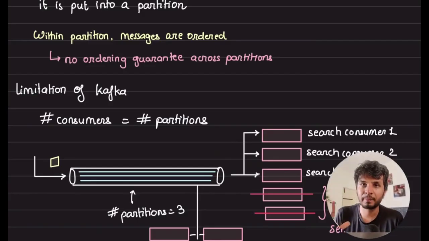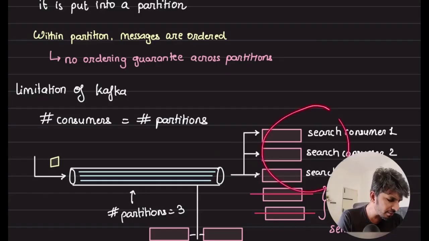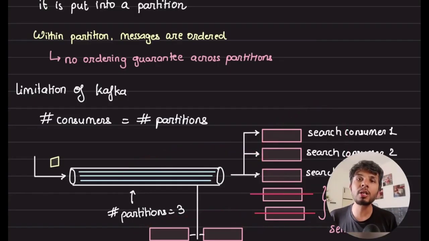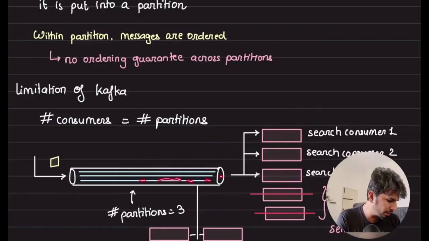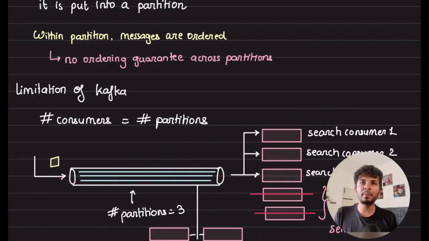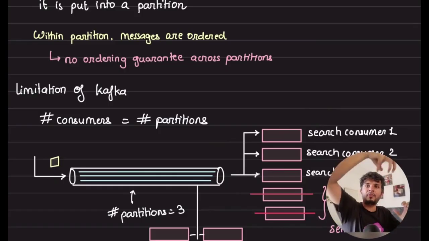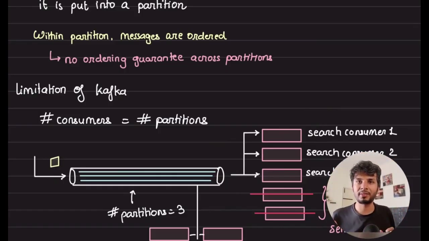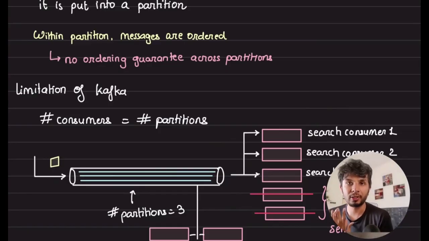You can have search consumers consuming from this, and you can also have analytics or counter consumers consuming from this exact same topic. No problem in that. The same set of messages are iterated by different types of consumers, and this is essential Kafka knowledge that you should definitely know.